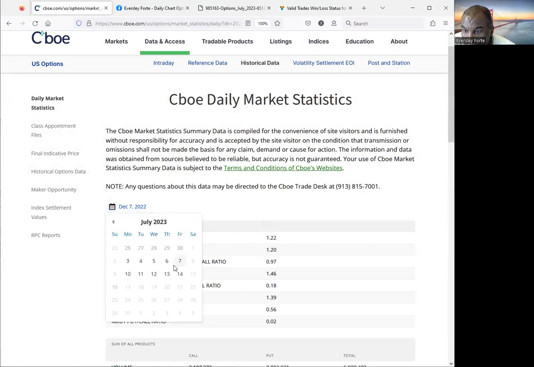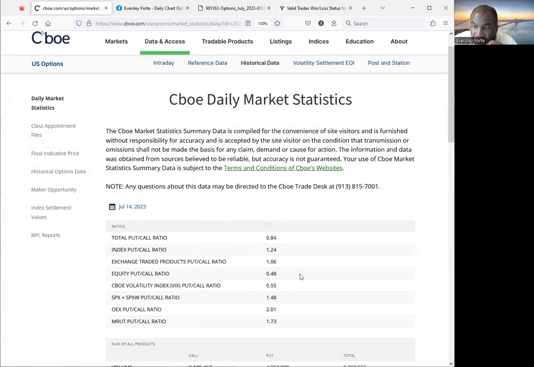This goes back, I think, to 2006 or further. So this is where you find the put call ratio on this site. That's the same link that's in the chat window and on the handout.